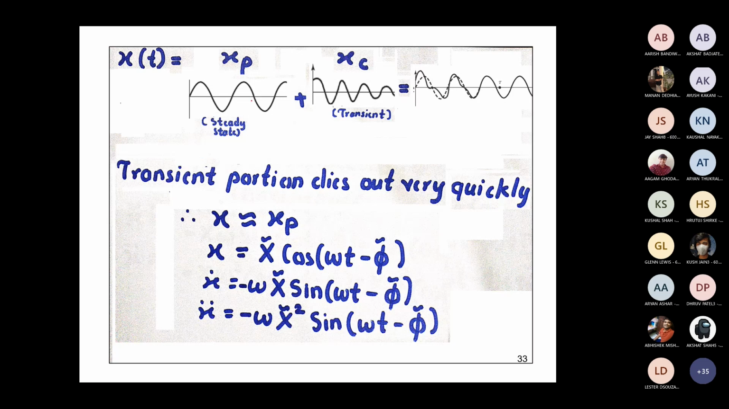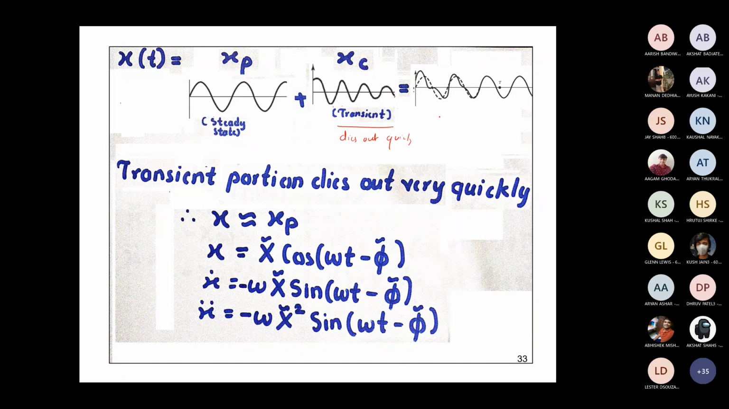So this is the steady state part, the amplitude remains constant. In the transient part, the amplitude goes on decreasing. The total signal you get is a superimposition of both these signals. Now this transient part will die out very quickly. See, it dies out very quickly.